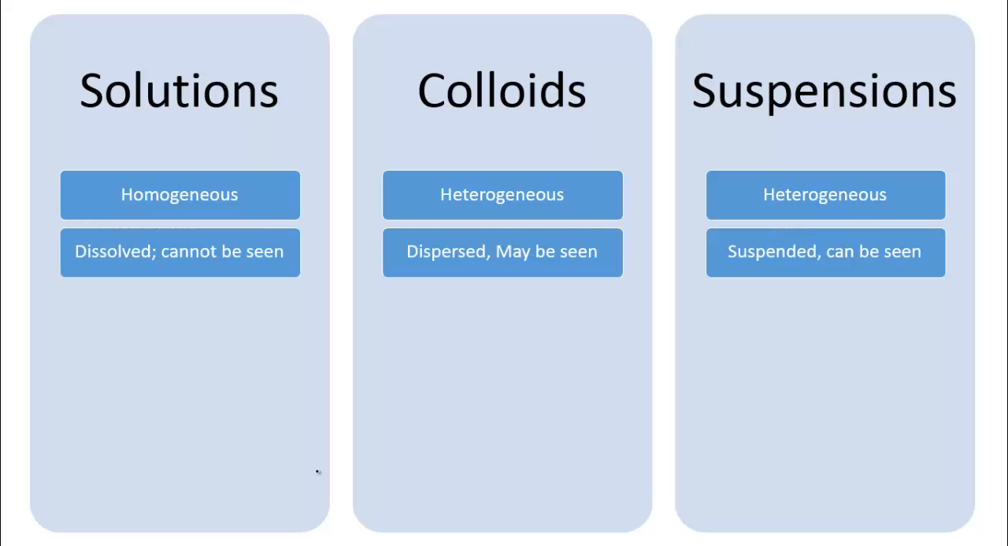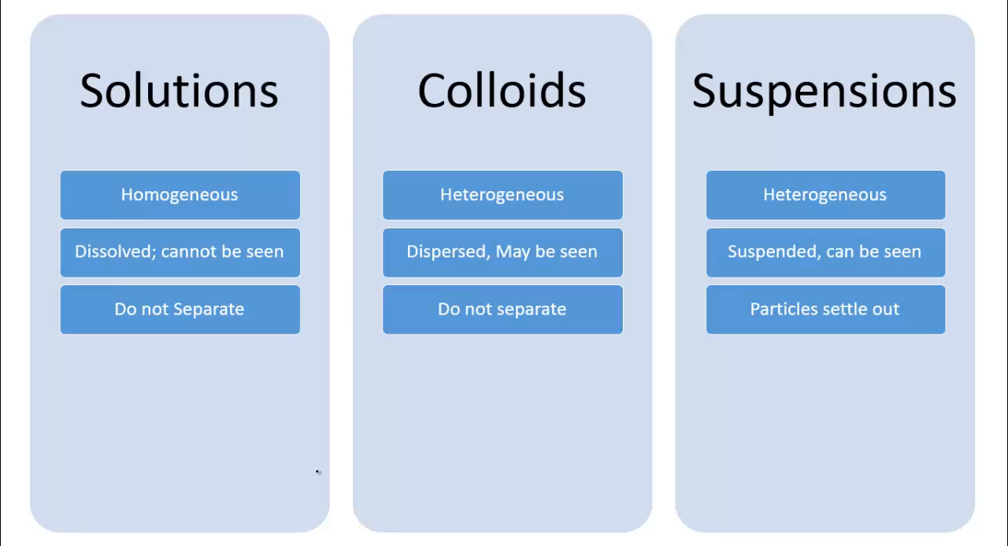In solutions, you actually dissolve your solute into it. It's broken down so that you cannot see the actual particles. In a colloid, the solute particles are not considered dissolved, they're considered dispersed. So we have moved them throughout. They don't actually dissolve. So you may actually be able to see them, especially when they get on the larger end. And then in suspensions, they're considered suspended. As long as you are stirring, those solute particles in the solvent are suspended, but you can see them.